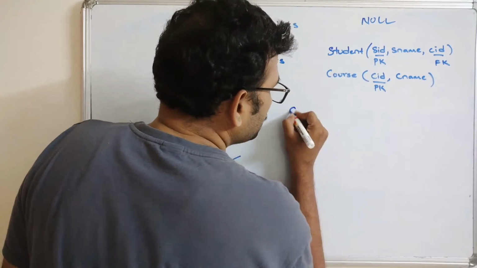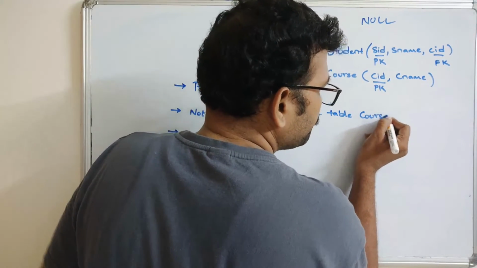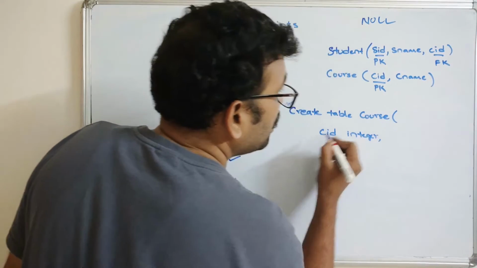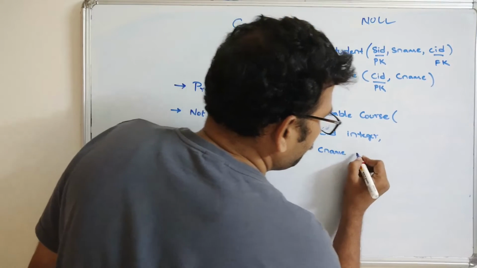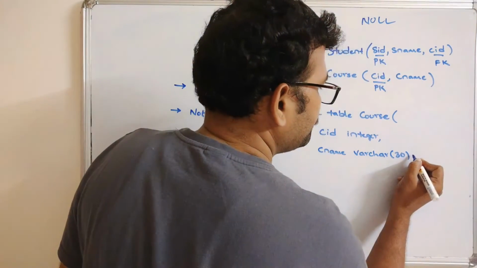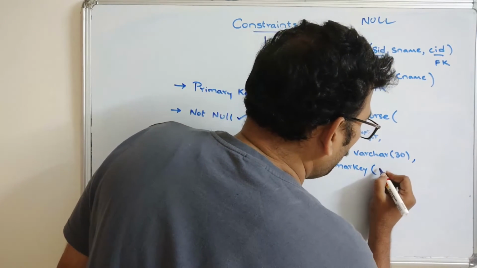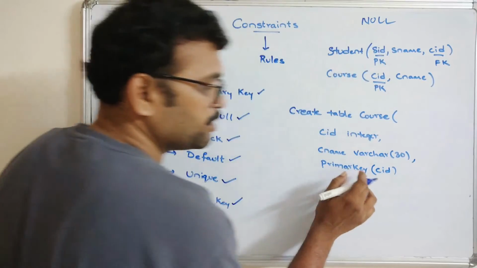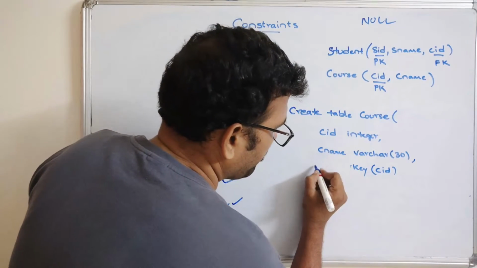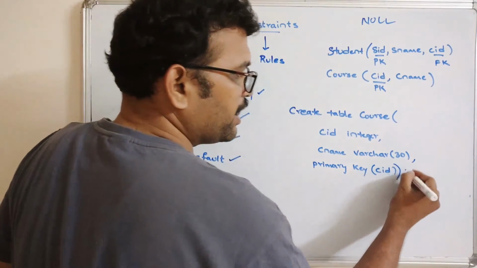So for this one, let us create a table course: CID integer, C name varchar of 30, and primary key of CID. Primary key, there is some space. Right, primary key, and this will create a course ID.